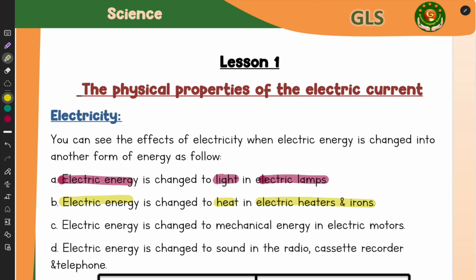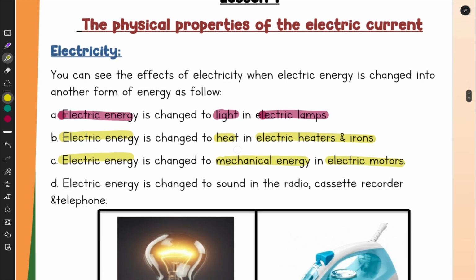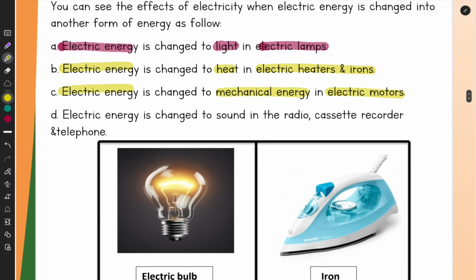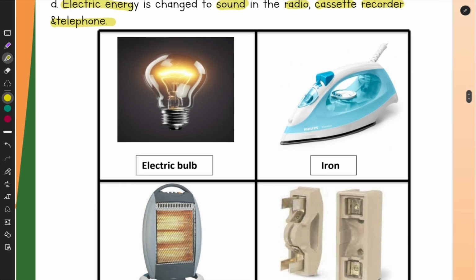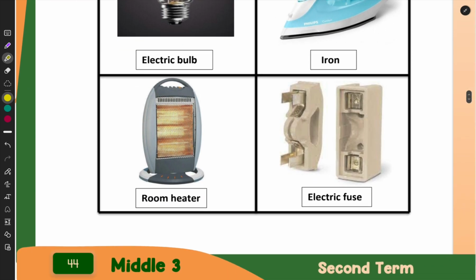when you iron your clothes. Letter C. The electric energy is changed to mechanical energy in the electric motor. Okay, mechanical means kinetic, moving, something like that. Letter D. The electric energy is changed to sound in radio, cassette recorder, and telephones. Okay, like this electric bulb, iron, room heater, electric fuse.